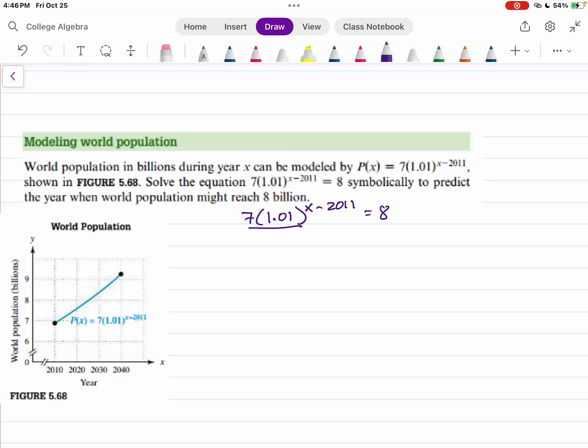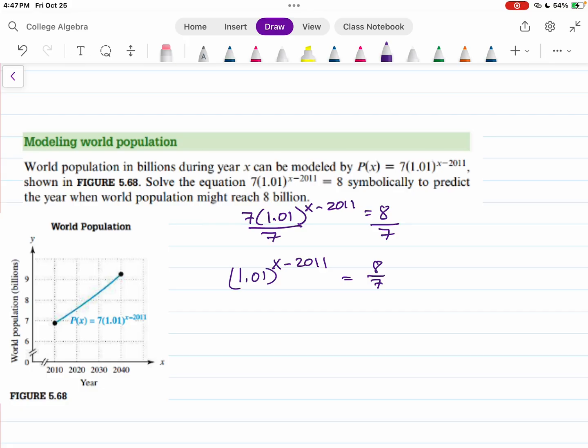That means go ahead and divide off the 7. So we're going to divide by 7, and we're going to have 1.01 raised to the x minus 2011, and then that's equal to 8/7. Now we don't want to divide that out, because if we divide that out, it's a repeating decimal, so it's easier to leave that one as a fraction. Now we're ready to take the logarithm of both sides, and you get a couple options here.